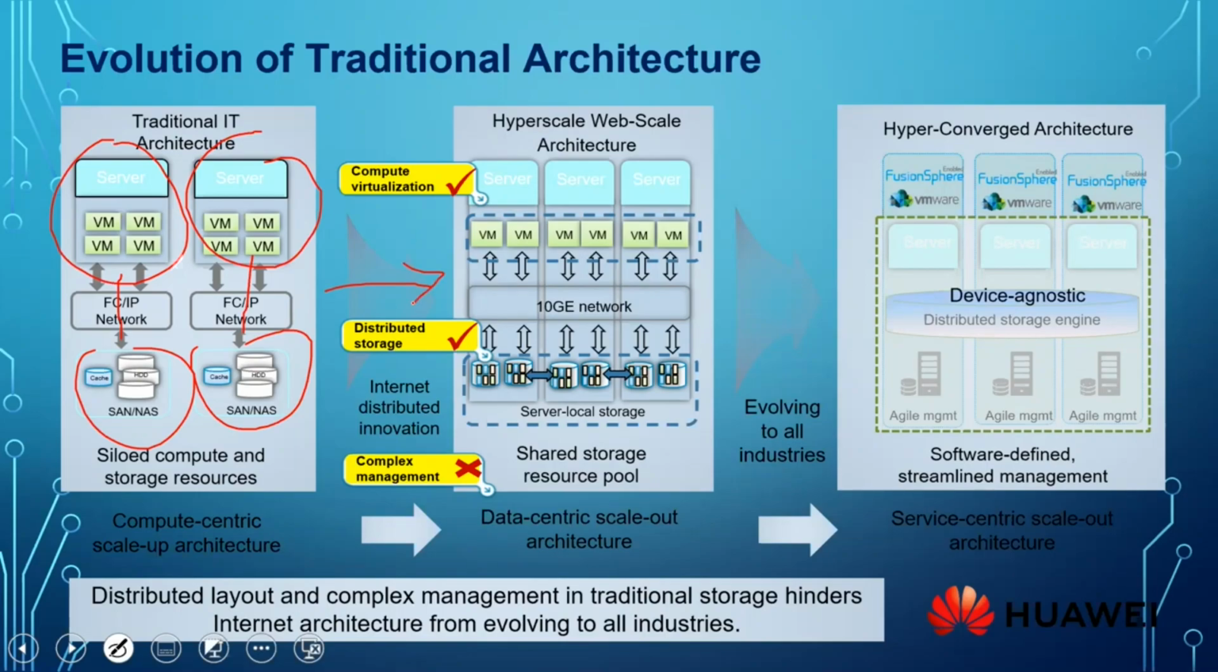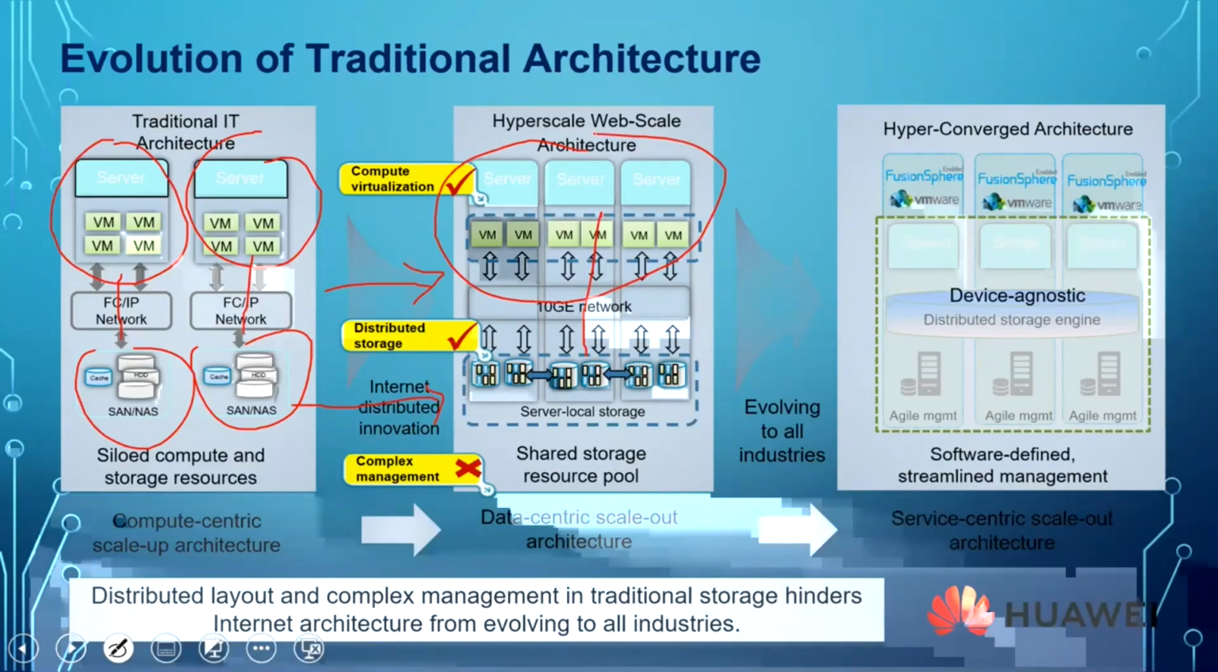Then we have the hyperscale web-scale architecture. In this architecture, we have distributed storage. So the storage is converted to distributed storage. We have local storage in the server, and we use it as distributed storage, and on top of that, the VMs are running. In this data-centric environment, management was very complex and it is very difficult to manage all these things. But now we have hyperconverged architecture.